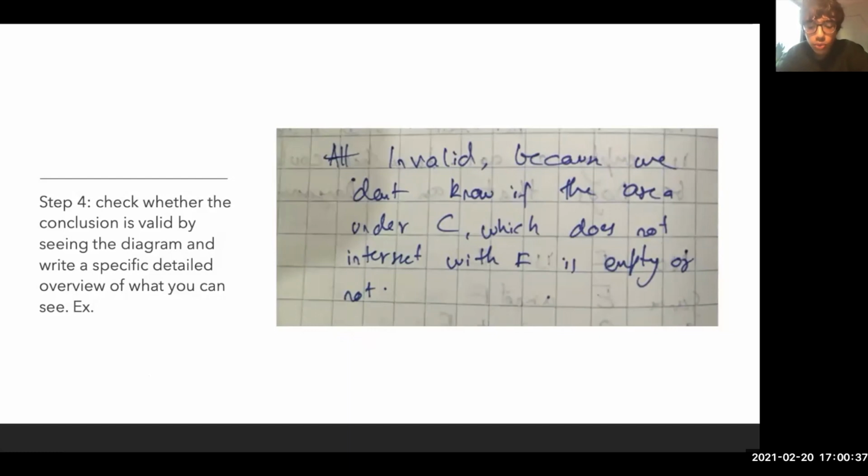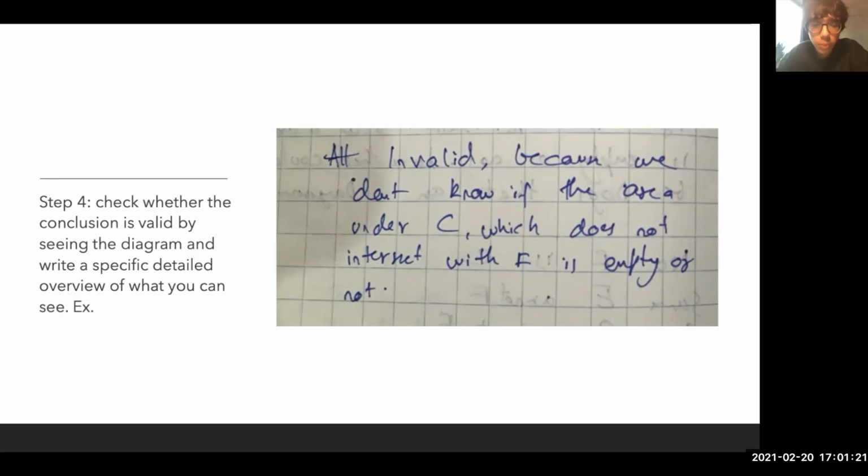We have the diagrams now with all the premises put inside them, and now we need to check whether the conclusion is true or not. We read the conclusion and look at the diagram, and if the conclusion matches the diagram, then we know that the conclusion is true and hence the argument is valid. But if the conclusion and the diagram don't correlate, then we know that the conclusion is false and hence the argument is invalid. And whatever answer you get, valid or invalid, you need to write a proper explanation of why you got the respective answer.